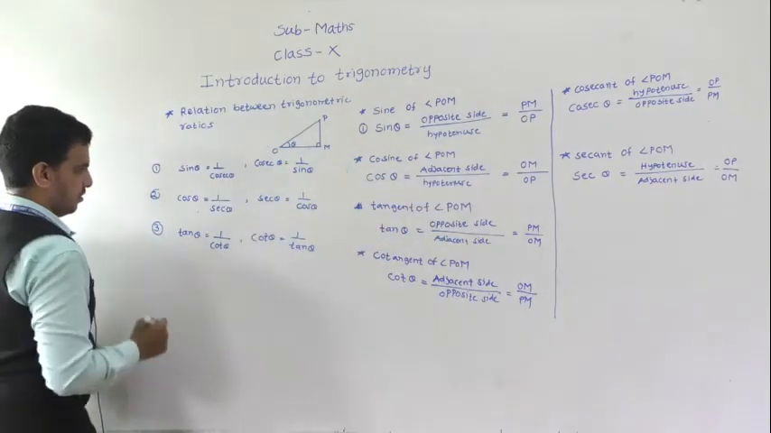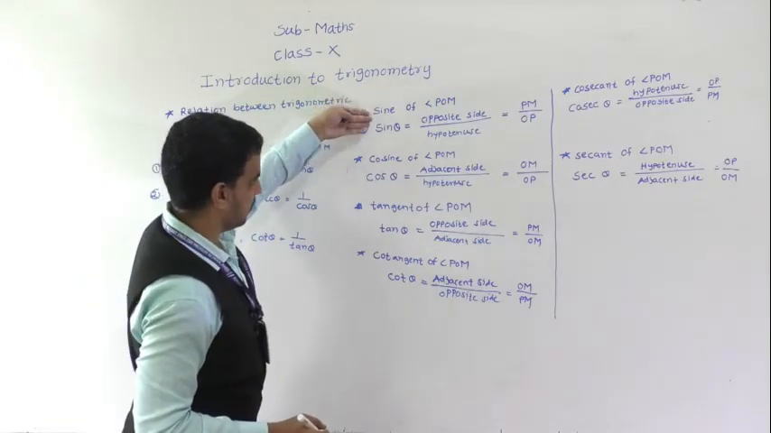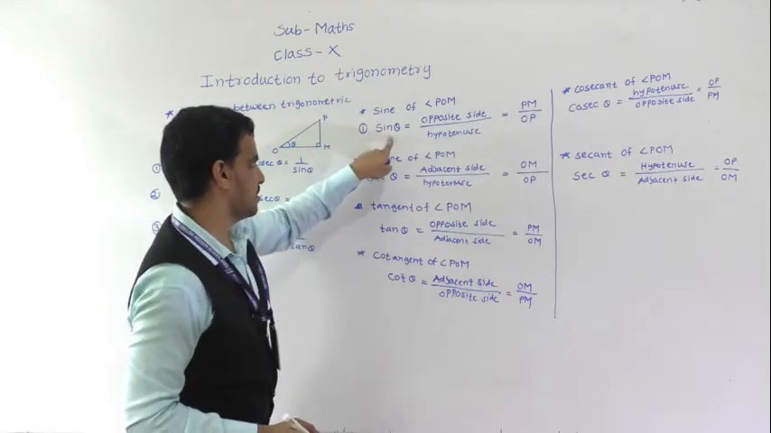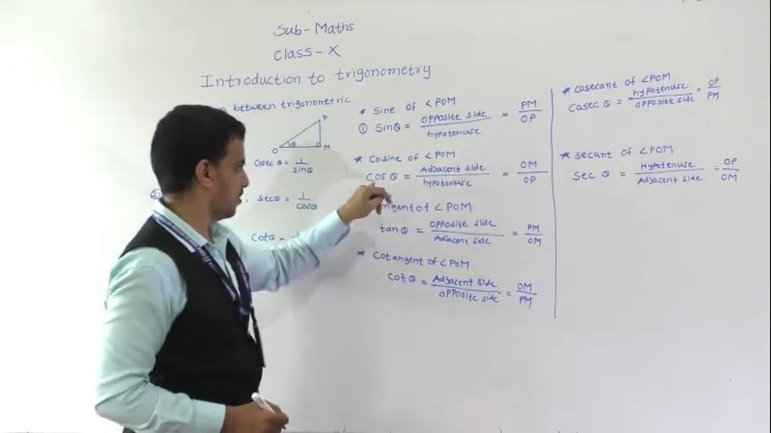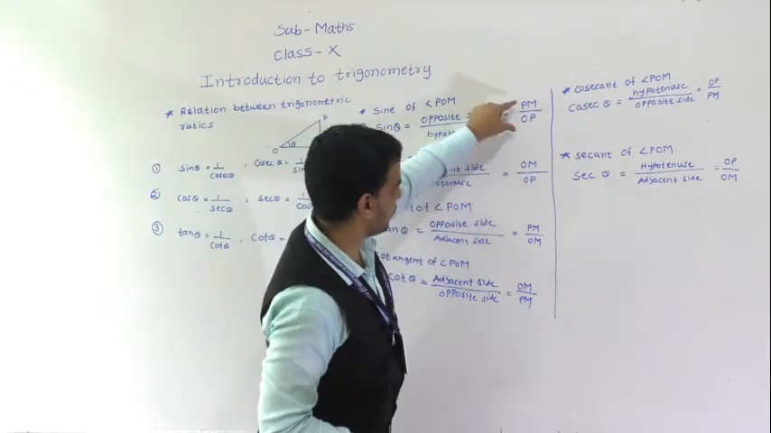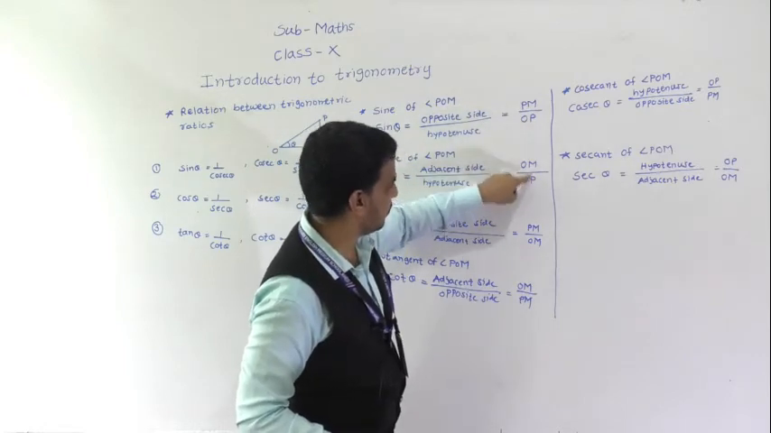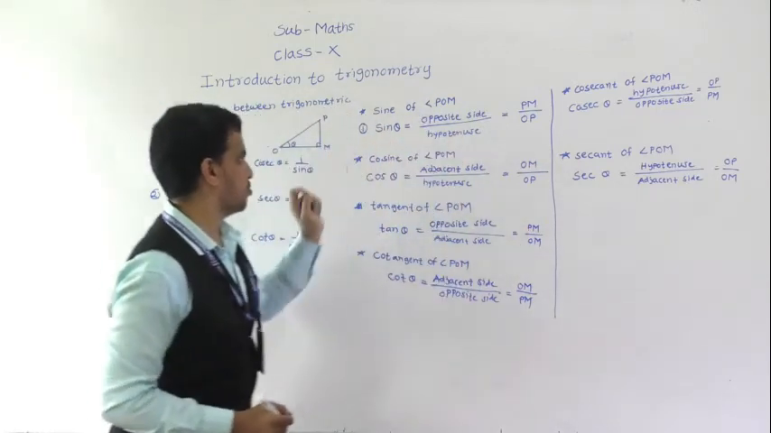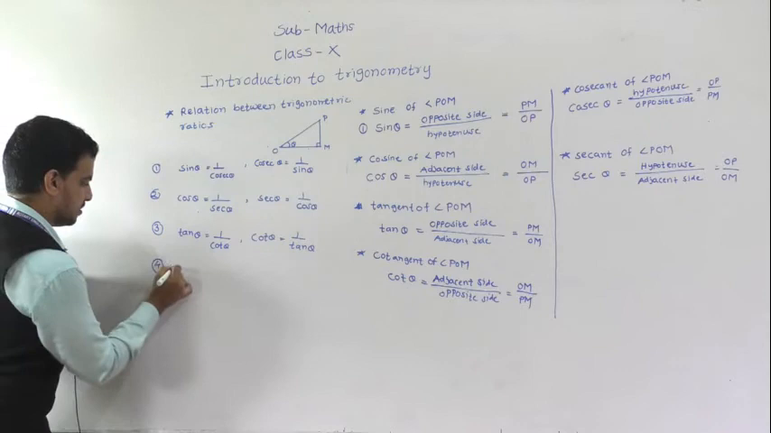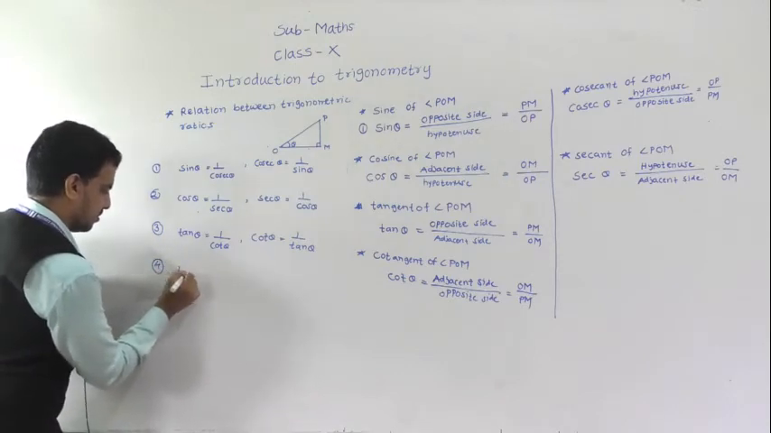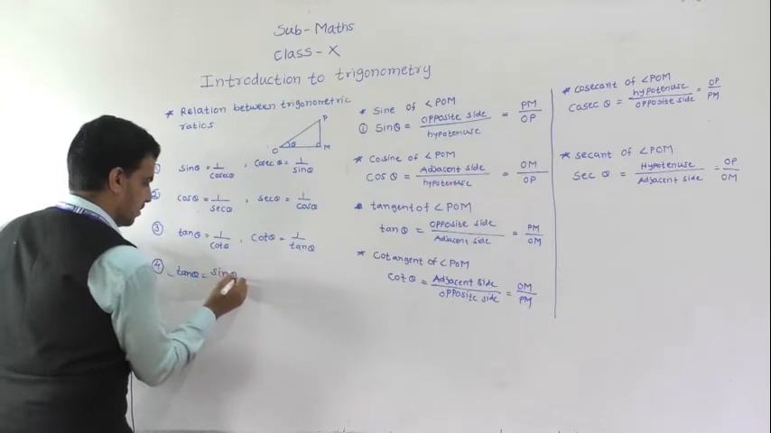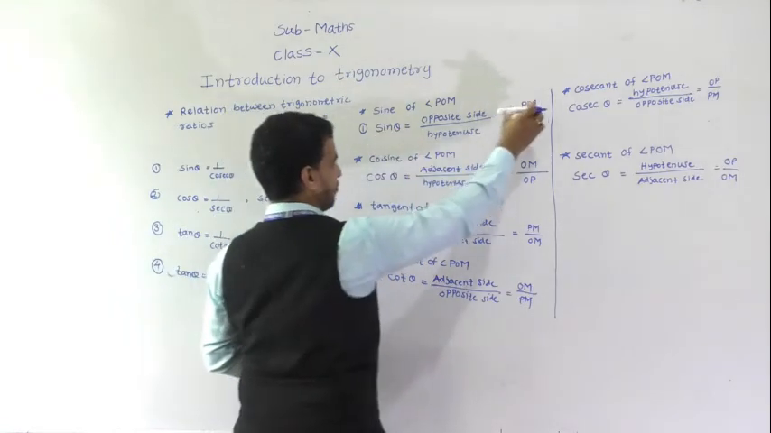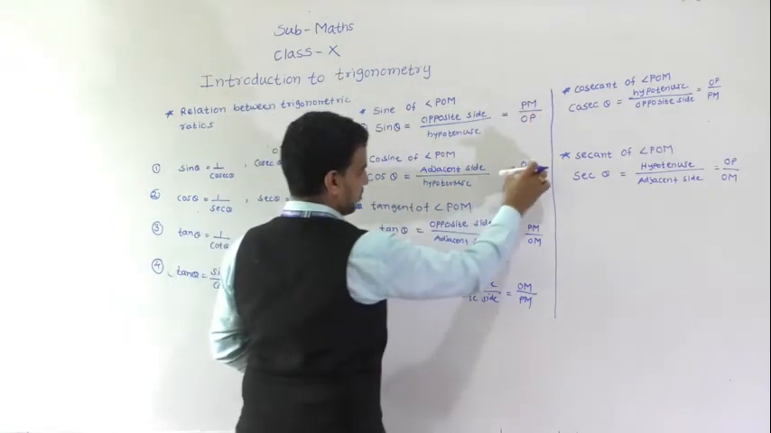And another two are there. If we divide sin theta by cos theta, we will get tan theta. See here, sin theta means PM by OP, cos theta means OM by OP. If we divide these two, this OP will get cancelled, and we will get PM by OM. PM by OM means tan theta. So the next relation is tan theta is equal to sin theta divided by cos theta.